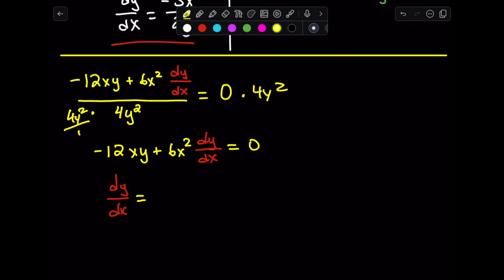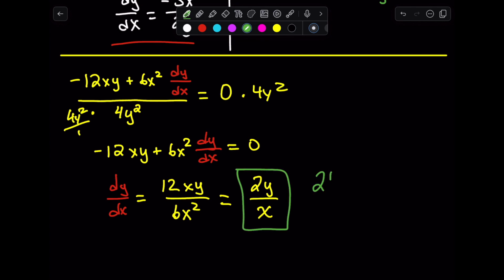So we can rewrite this as 12xy over 6x squared, and that simplifies down to 2y over x. And that's going to be our answer to the second derivative with respect to x using implicit differentiation.